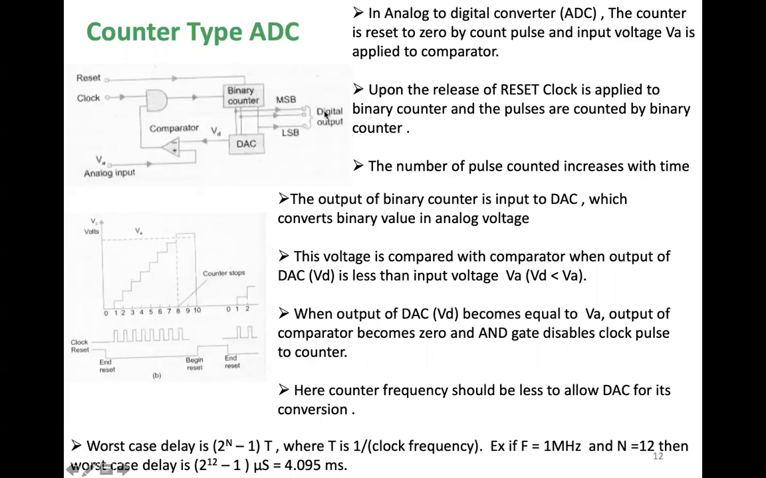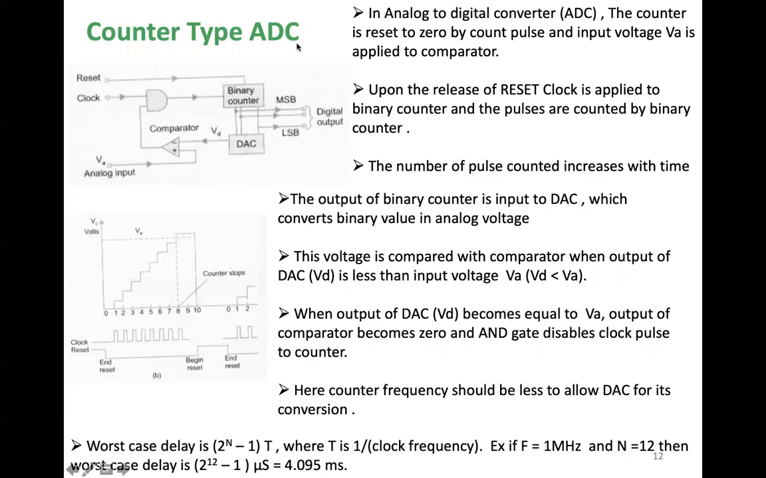Now let us see step by step how it works. In an analog to digital converter, the counter is reset to 0 by the count pulse. This counter, whatever you're seeing here, is converted to 0 by the count pulse. If this becomes 0, which means the AND gate output is 0, the binary counter is getting a 0, so this counter will be reset. Reset to 0 by a count pulse, and input voltage VA.